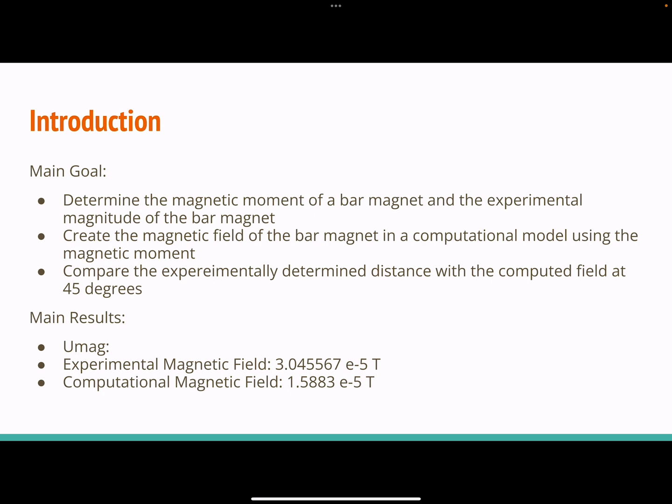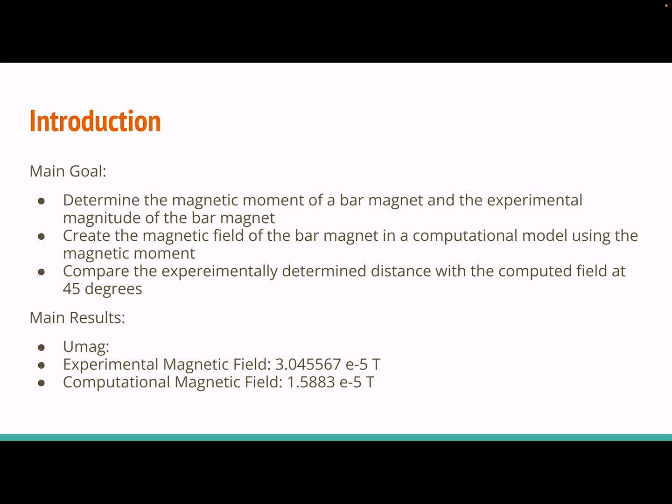So the main goal of this lab was to determine the magnetic moment of the bar magnet and the experimental magnitude of the bar magnet. We were also supposed to create the magnetic field of a bar magnet in a computational model using the magnetic moment found from the observational part of the experiment, and then compare the experimentally determined distance with the computed field at 45 degrees. And I didn't put my UMAG in here, but it's in my later presentation.